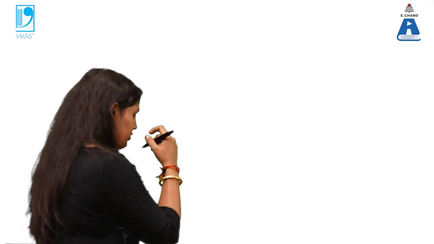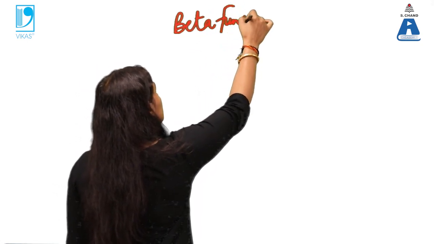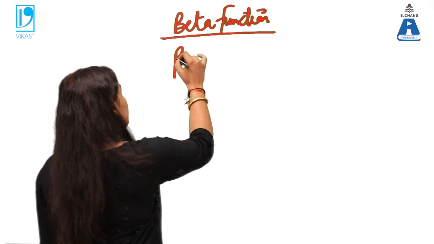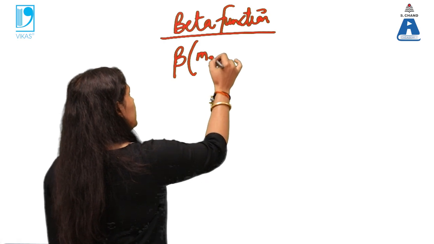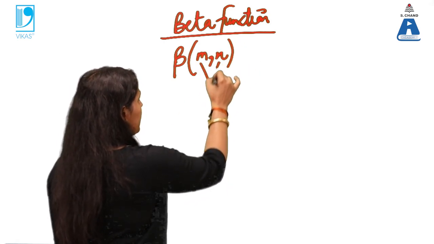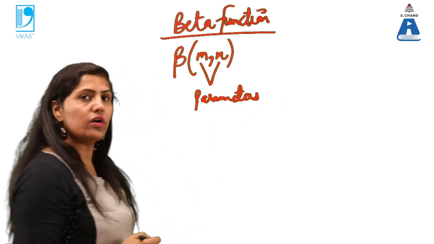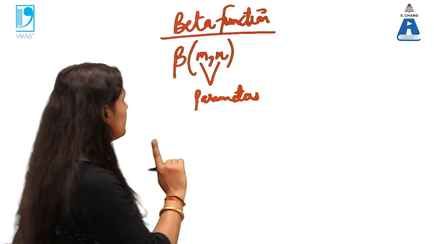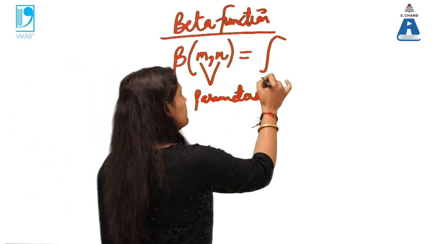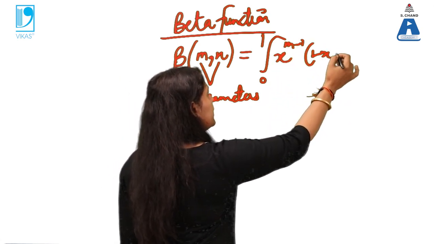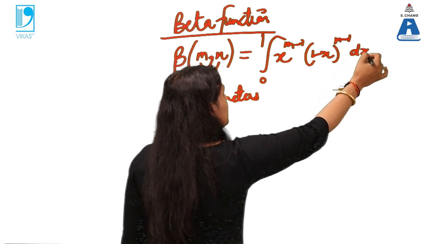First I will discuss beta, then I will come to gamma, and then I will connect the relation between both. So, I will start with the beta function. Beta function, I will name it beta mn. It means the parameters are m and n. The function will depend on m and n values, that is why they are parameters, and it is defined from 0 to 1, x to the power m minus 1, 1 minus x to the power n minus 1.